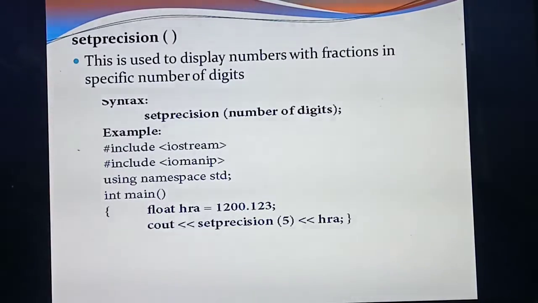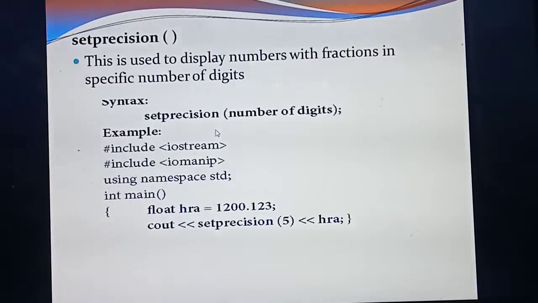However many digits you give inside setprecision, only that number of digits will be displayed in the output screen. Understood what's the use of setprecision? Listen, this is the syntax, very important. The syntax is setprecision of number of digits. If you need to use setprecision, you should follow this syntax. You give the keyword setprecision, then inside you give the number of digits. Based on that, the particular number will be displayed in the output screen.